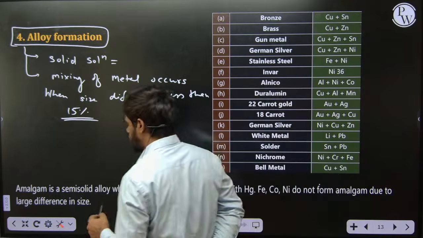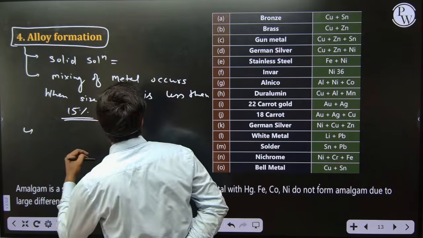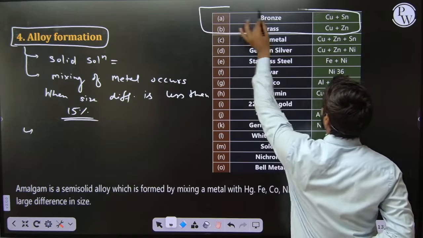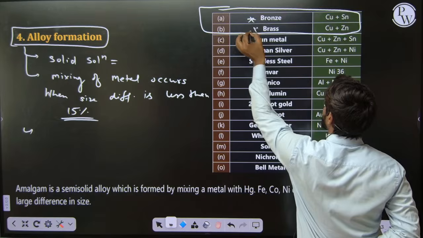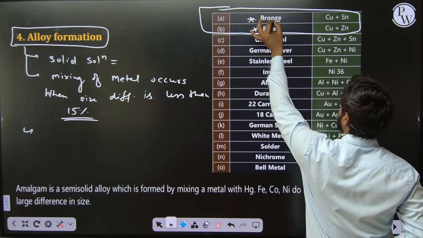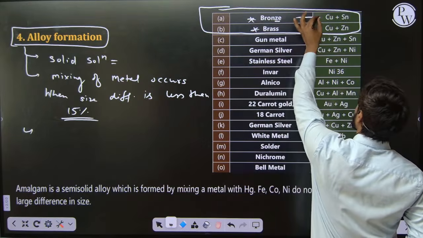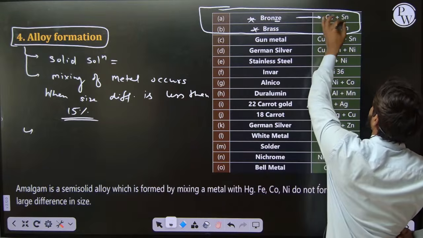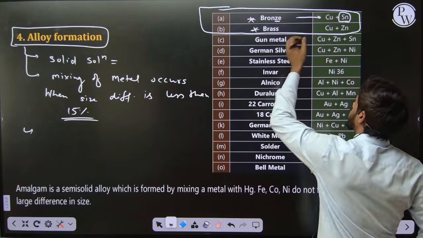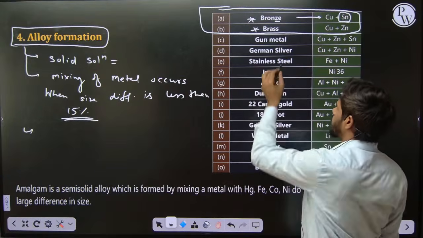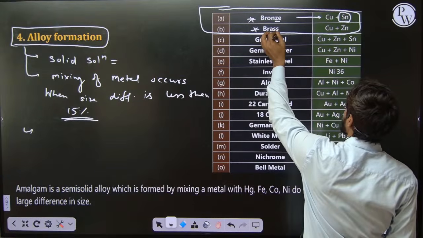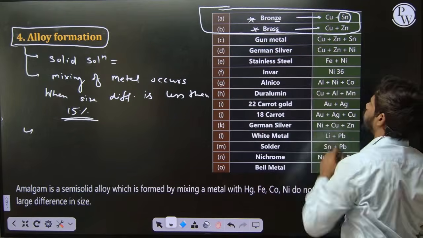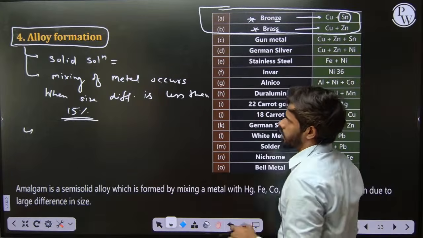If it is not a similar size... some examples we can remember, the first two examples are very important: bronze and brass. Bronze we can remember, zinc is not there. Sn will be there, that is tin. So copper plus tin is bronze. And if it is brass, tin will not be there, and copper with zinc forms brass.